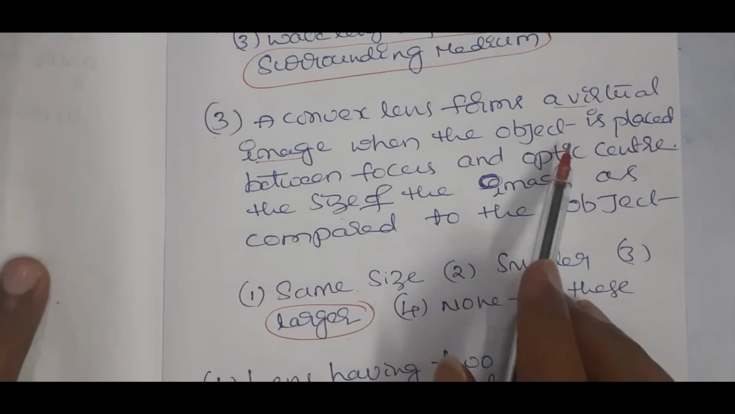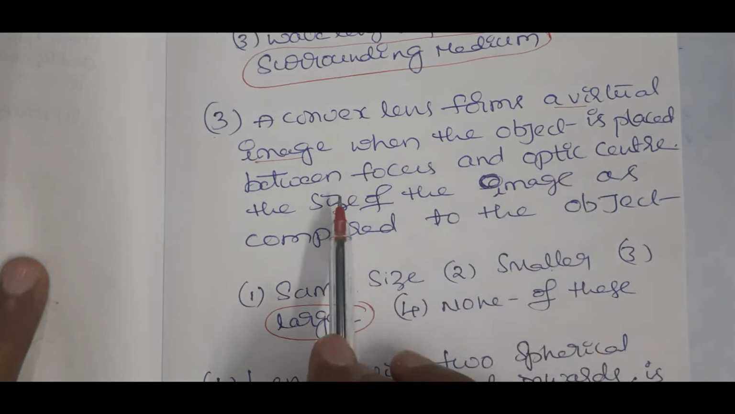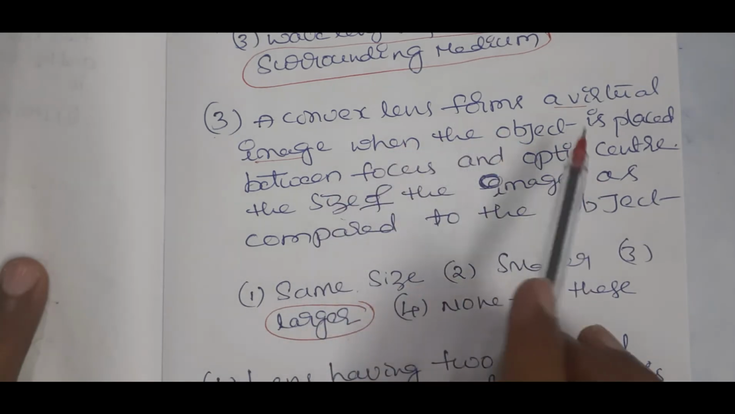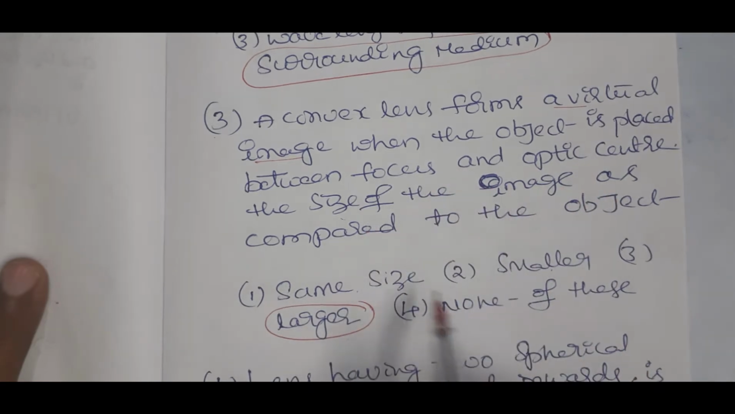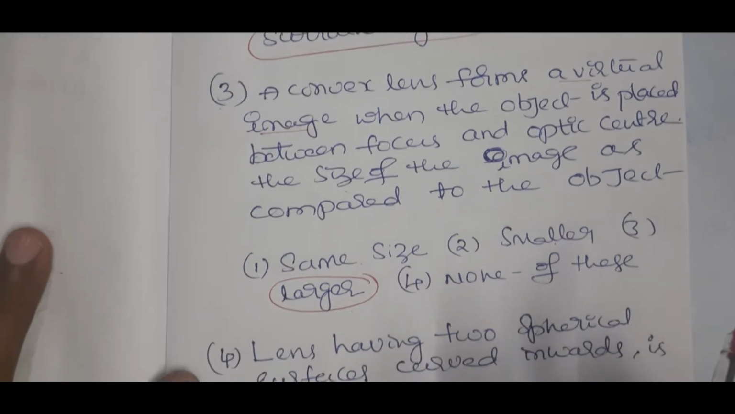So in the case of a convex lens virtual image, the convex lens forms a virtual image when the object is placed between focus and optic center. The size of the image compared to the size of the object is larger. It is a magnified image, a larger image.